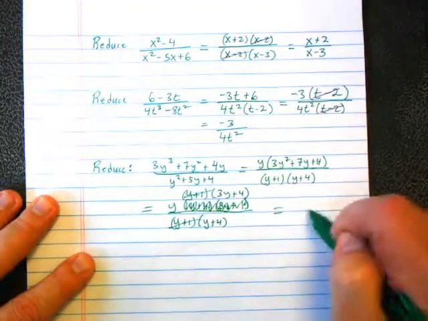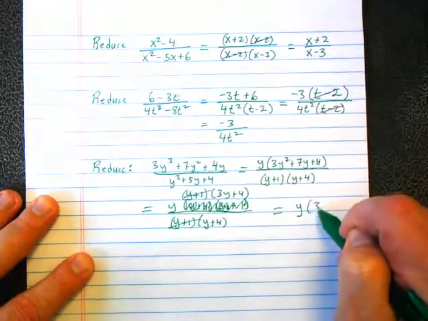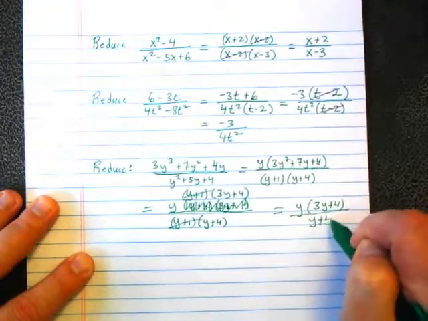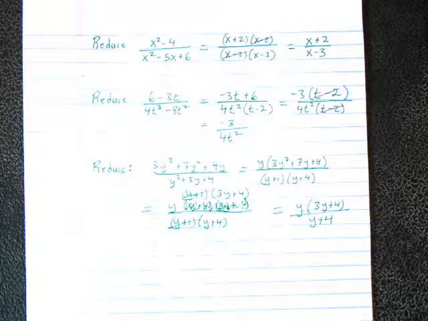So it looks like my final answer has a y on top, a 3y plus 4 on top, and a y plus 4 down on the bottom, and that's the best I can do. Questions on that?